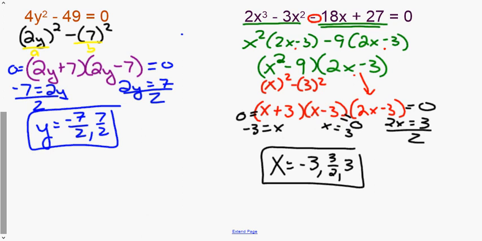And so we get our final answer, negative 3, 3 halves, and 3. That is our factoring review. When we come to class, we will do some of these problems. We'll talk about some of the word problems again that you will see. But that is a quick overview of Chapter 6.